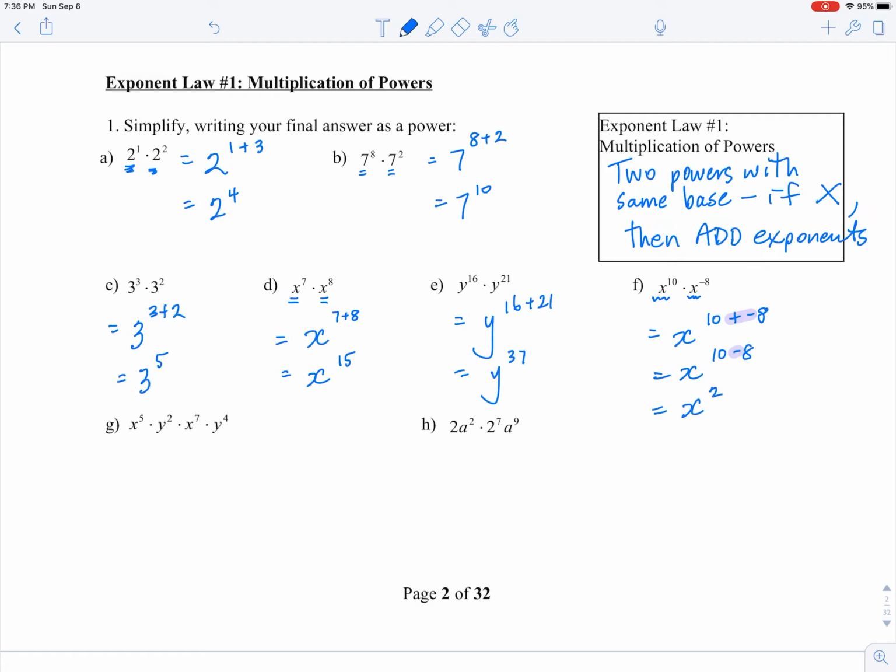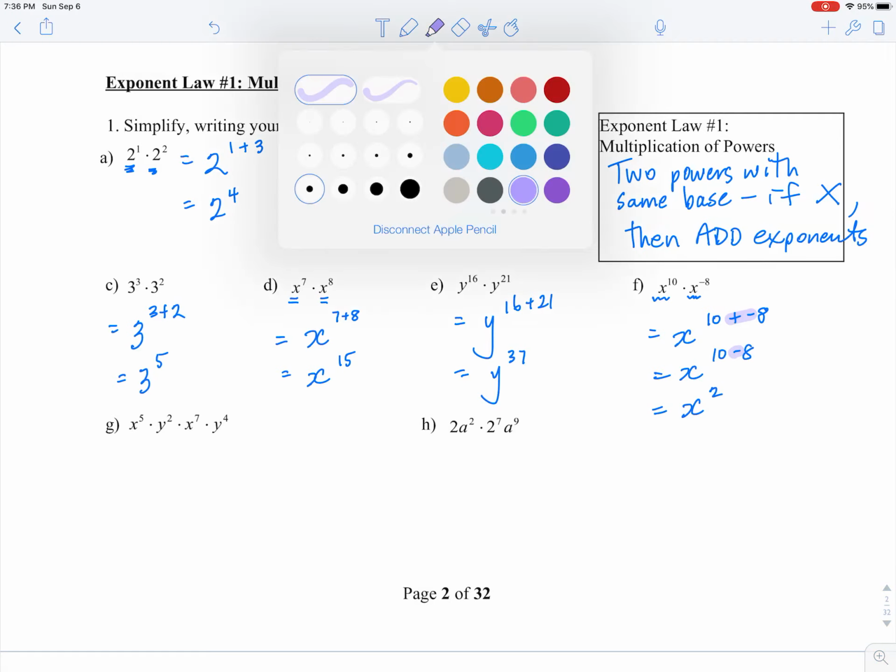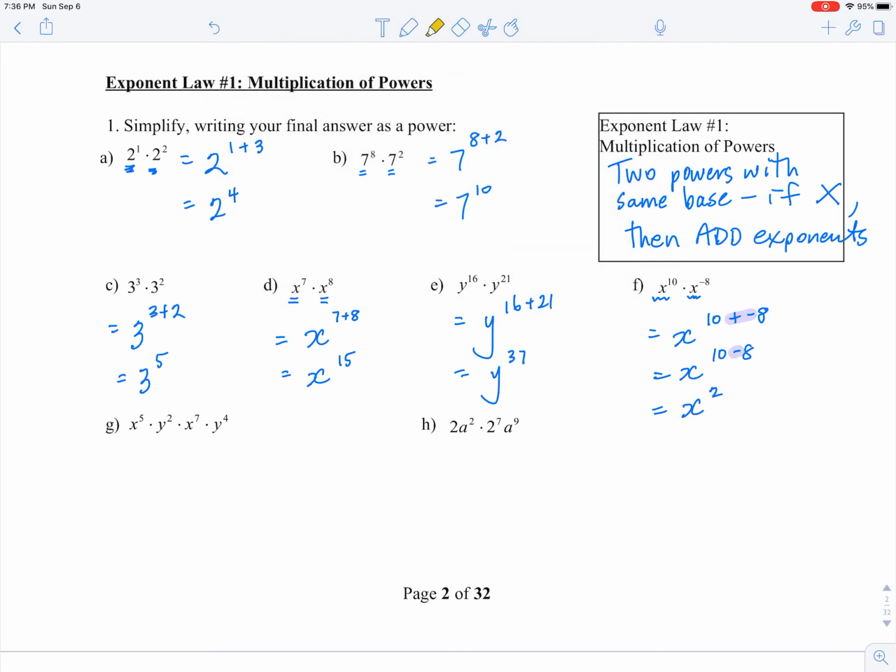For the next one, I'm going to pick a slightly different color to highlight, because here we're only going to combine the powers that have the same base. So here, when I look at the x's, the ones I've highlighted in yellow, it's going to be x to the 5 plus 7, because this is all still being multiplied, and then my y's match, so it's going to be to the 2 plus 4. So I'll get x to the 12 times y to the 6.